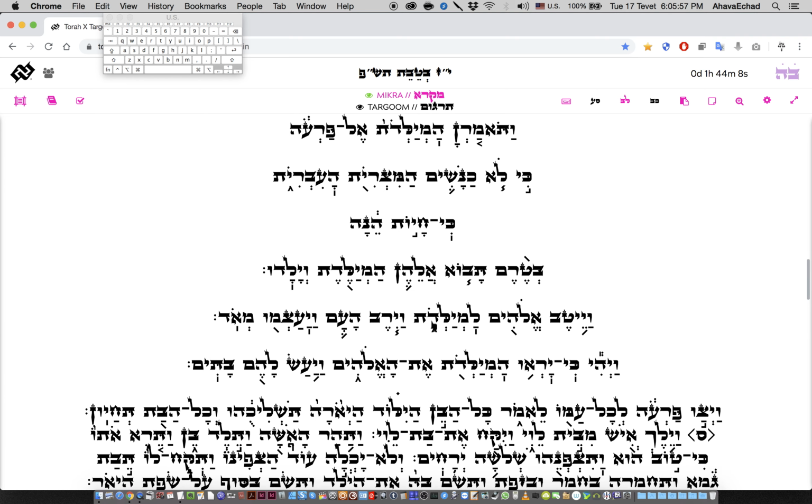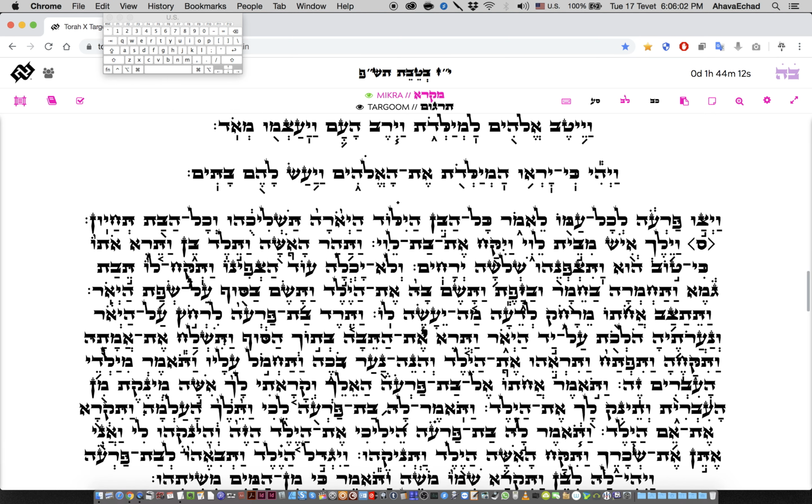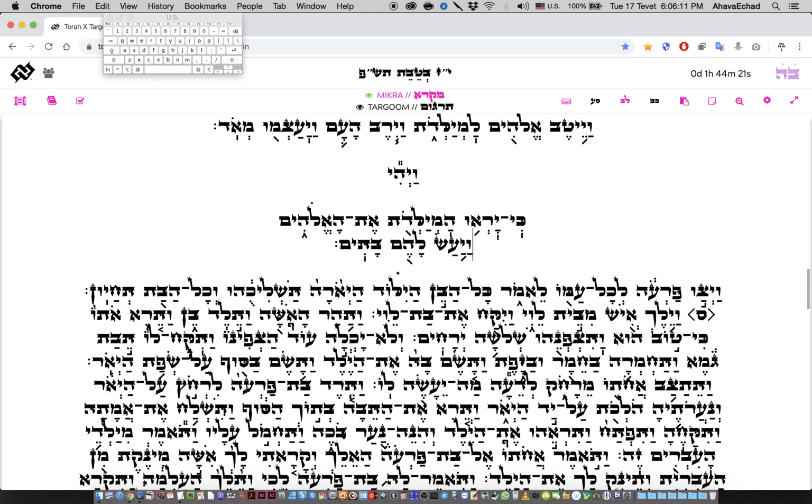So now we'll just hide the Targum again and continue onward to create the space for the Targum. So Vayhi is being used here.